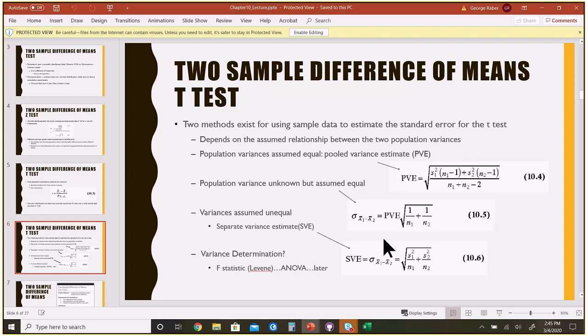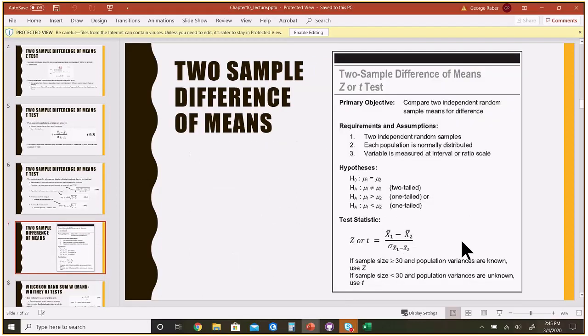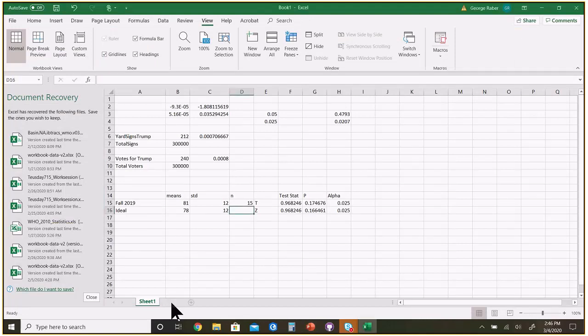deviation, we do what's called the pooled variance estimate. And if we don't assume that they come from the same population, we would do the unpooled estimate. Here's a simple table from your book that shows why you would use it, what you assume, and then the hypothesis that you can derive from it. All right, so let's do this in Excel first.